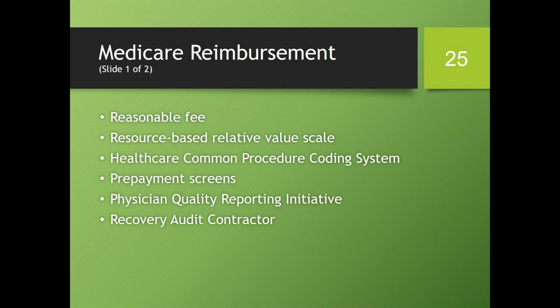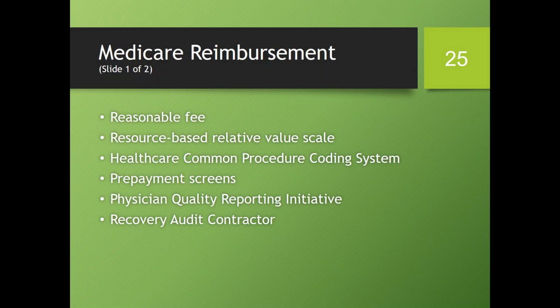Medicare reimbursement. Diagnosis-related group numbers establish the rates of payment for each type of illness. A reasonable fee is the amount Medicare participating providers agree to accept for a given service. The patient may only be billed 20% of the Medicare allowed charge if the physician accepts assignment.